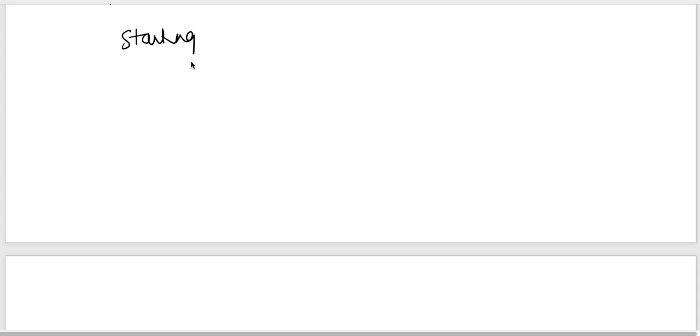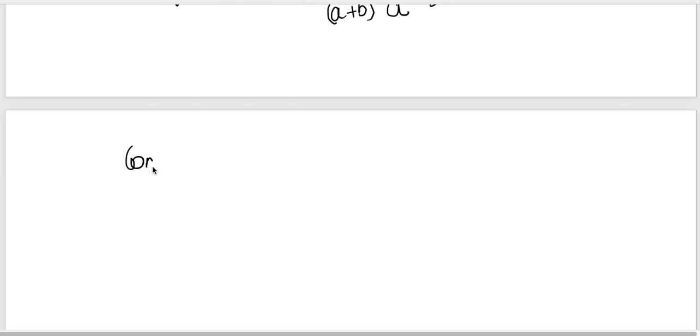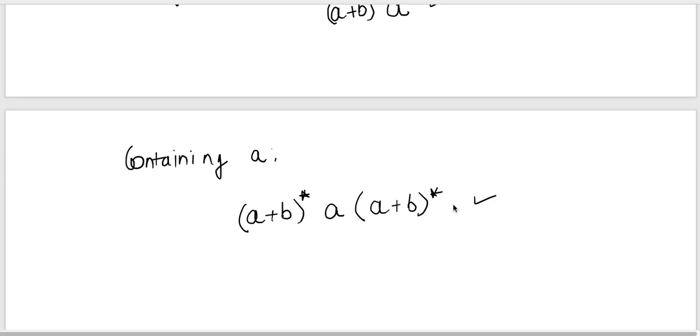Okay, now let's see one more example: strings starting with A, and you have to draw the regular expression for it. Starting with A, after it anything can come, no problem at all. That's it. This is the regular expression. Now ending with A. I should end with A only, and before it anything can come. Got it? Now let's draw for containing A. I should have at least one A. Before it any combination of A and B can come, and after this also any combination of A and B can come. This is it. Got it?